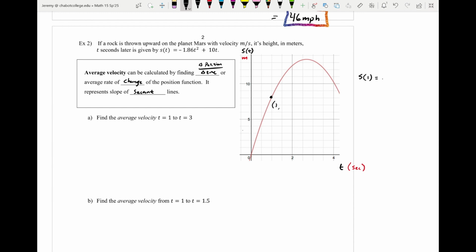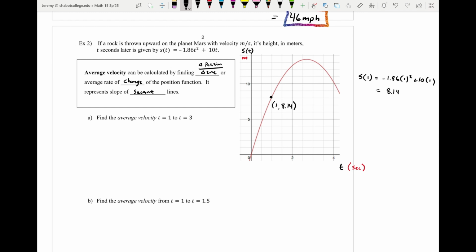What is s of 1? Well, this is going to be negative 1.86 times 1 squared plus 10 times 1. And for this, what we get is 8.14. You can have your calculator out for this, for sure. So the ordered pair is 1, 8.14.